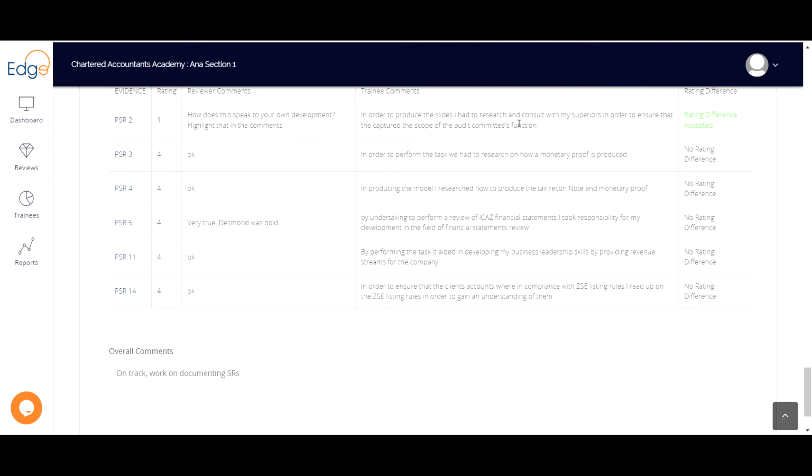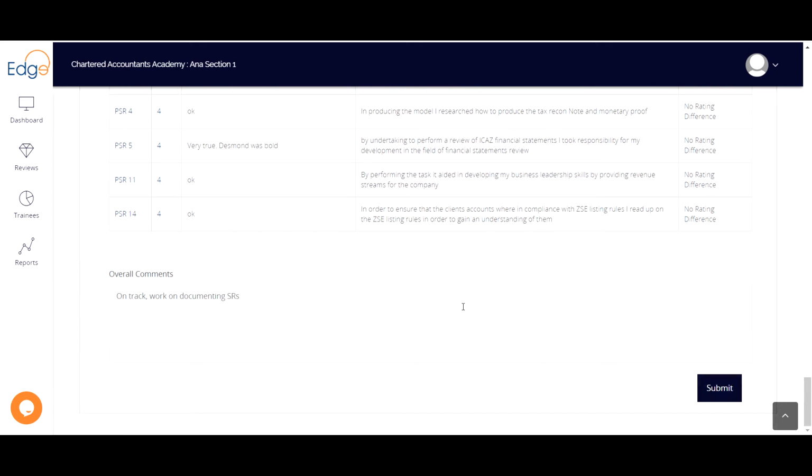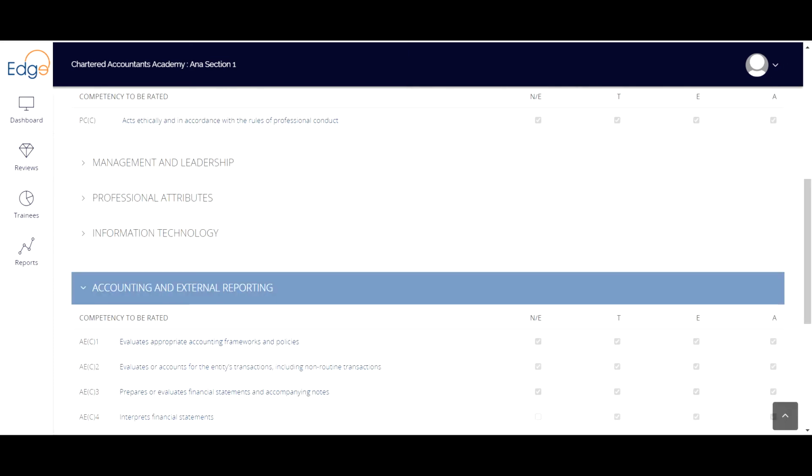If the trainee had not accepted the rating difference, the rating was still going to be the reviewer's rating of 1, and yet it was going to be written in red, rating difference not accepted. And then you click on submit. So basically, this is how you evaluate the professional skills for your trainee as an evaluator.